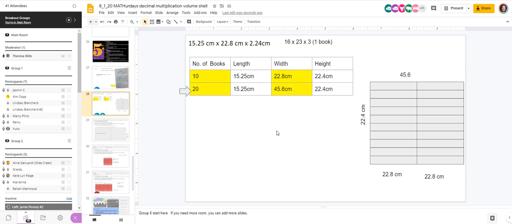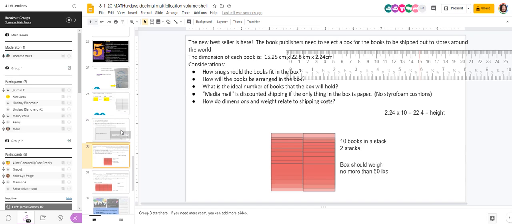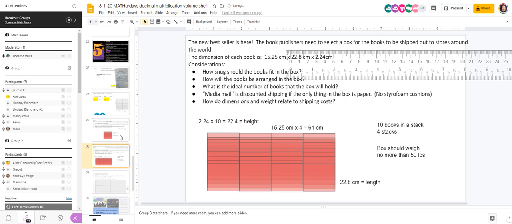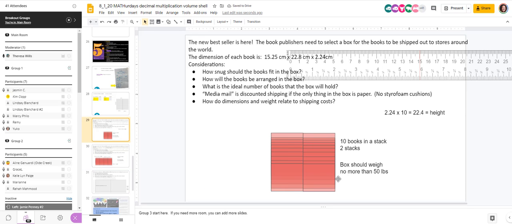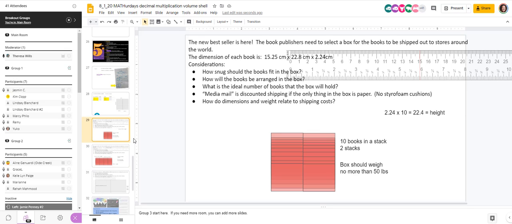And I want to talk about why we only change one dimension at a time. Group 3 started off with 2 books, and then they changed it to 4 books. And I'm curious if other people can make the connection about changing just one dimension. All right, it's time to bring everyone together.